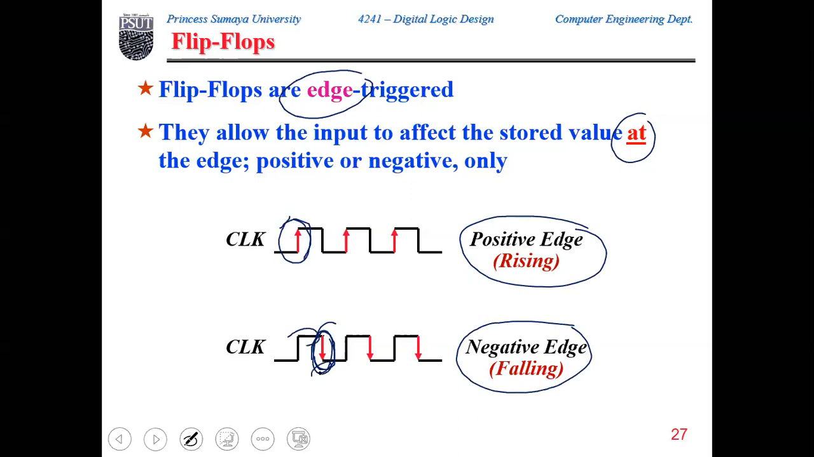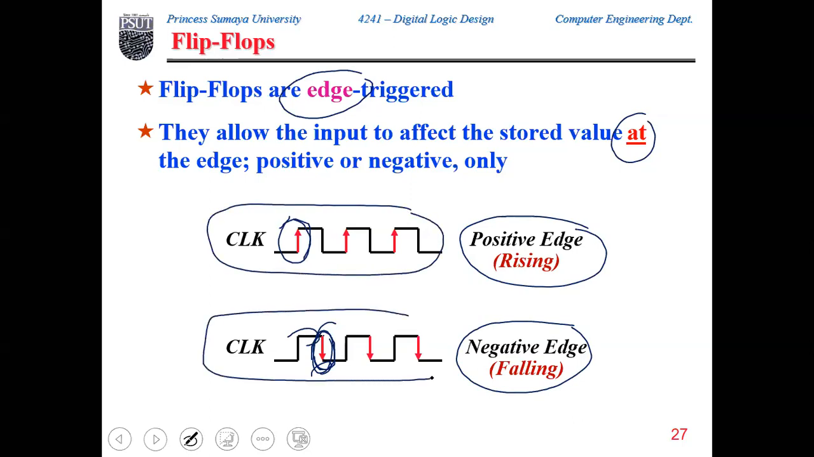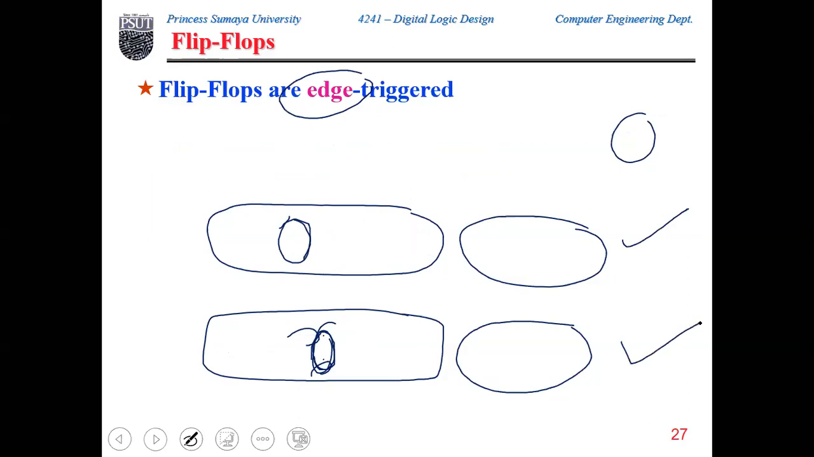So the flip-flops are designed either to work at the positive edge, to be enabled at the positive edge, or to be enabled to work at the negative edge. That's why we say the flip-flops are edge triggered, or edge activated. Trigger implies activation. So it is edge activation. So the flip-flop is activated at the edge, either rising edge or positive edge or negative edge.